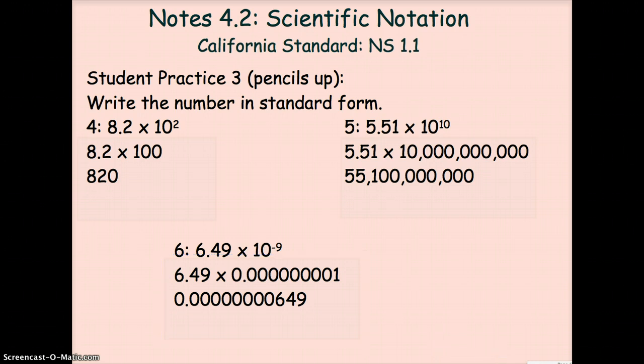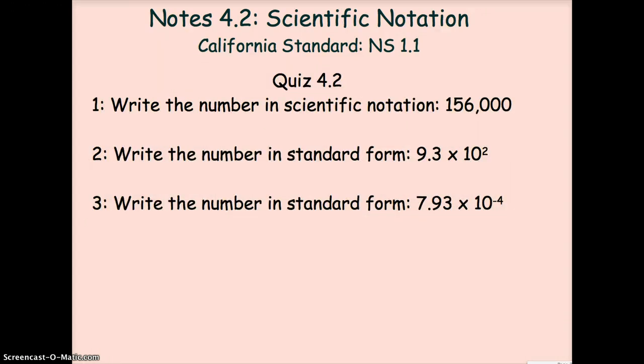Okay, hopefully you did all right on those. Why don't you go try out our quiz for today? Write the number in scientific notation as the first one. So you're going to have a number times 10 to a power. Number 2, write the number in standard form. So you're just going to have a nice big number. Make sure you use commas if necessary. And number 3, write the number in standard form. And on this one, you want to be careful because it has that negative exponent, so you know you're moving it to the left.